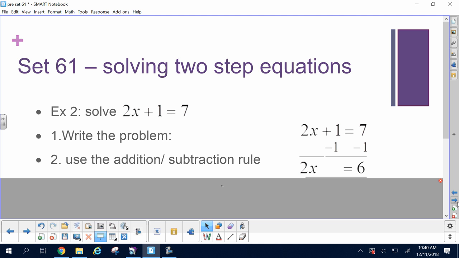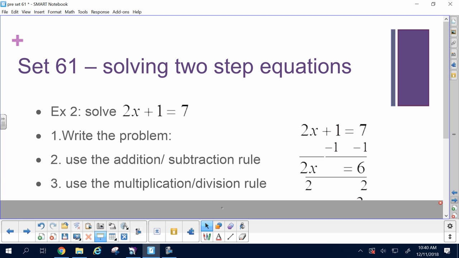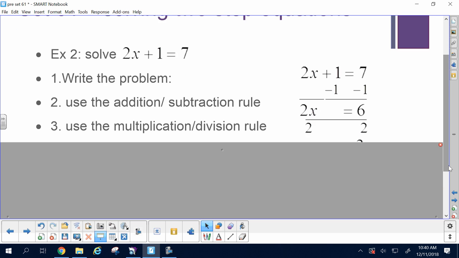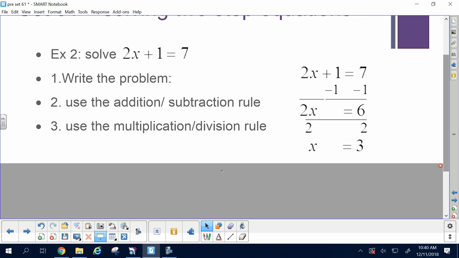Now, what do we do to get x by itself? Let's see. Divide by 2, showing that in the proper algebraic way, which is below, dividing both sides by 2. That's the division rule, as long as we do it to both sides. The answer is x, and working down, never across. Down, down, down. X equals 3. See the equal signs all line up.